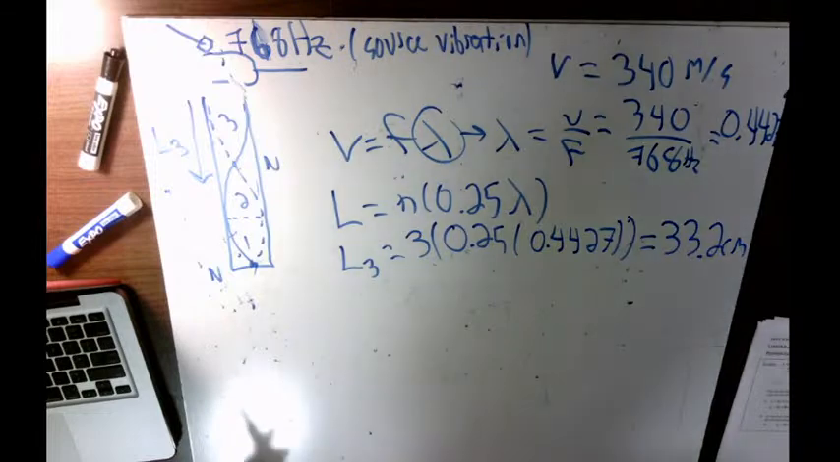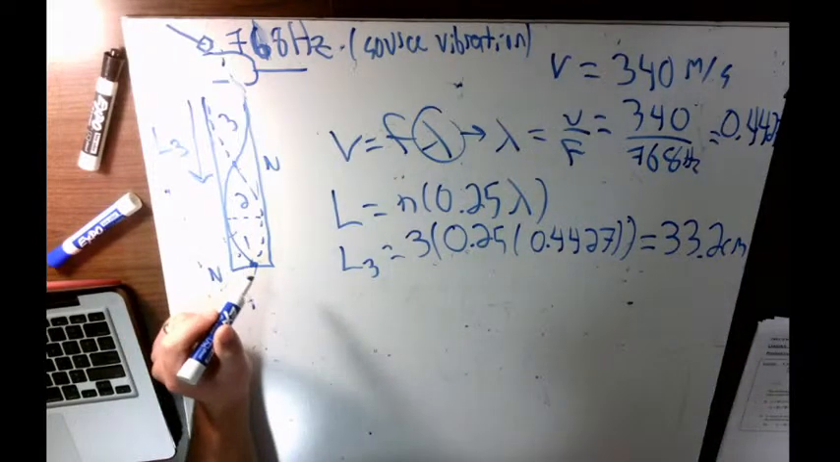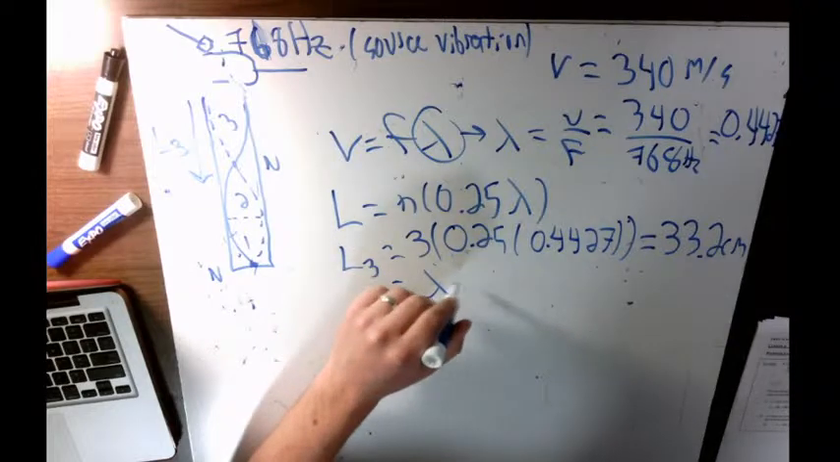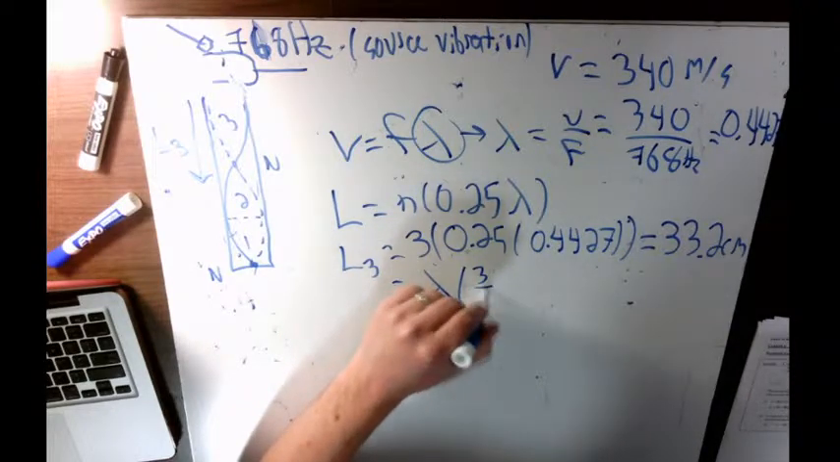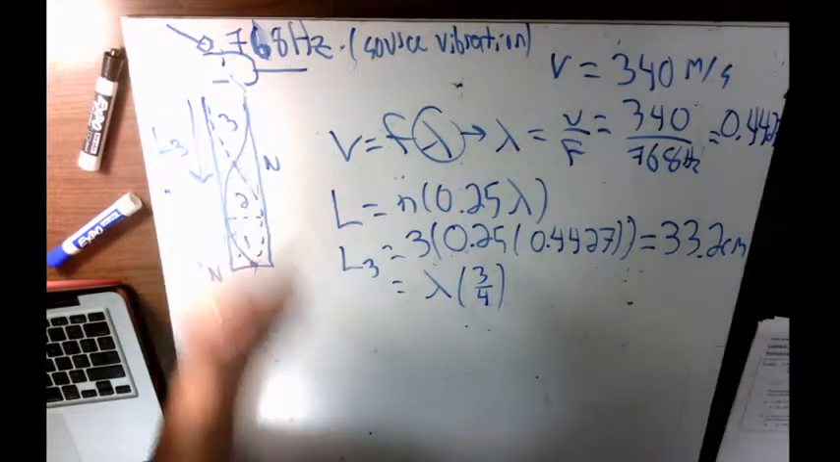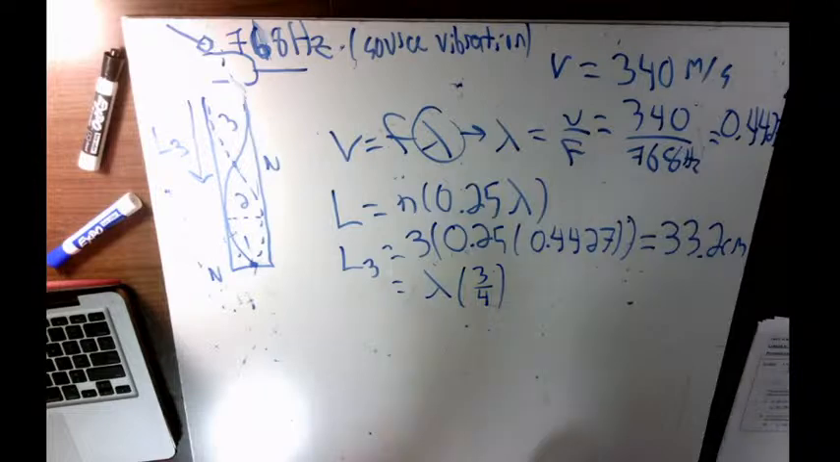All right, another quick way to do this would be to take our wavelength and multiply it by 3/4, or 75% of it, because we have 3/4 of our full wavelength. That's essentially what we're doing here with the calculation.